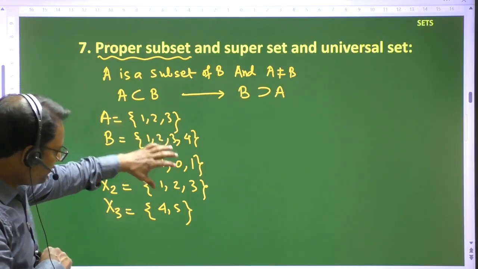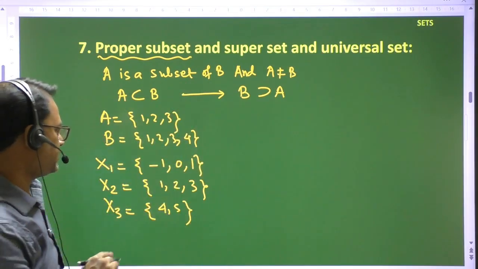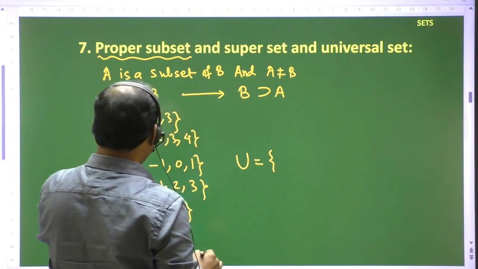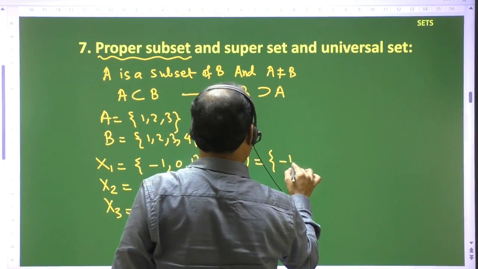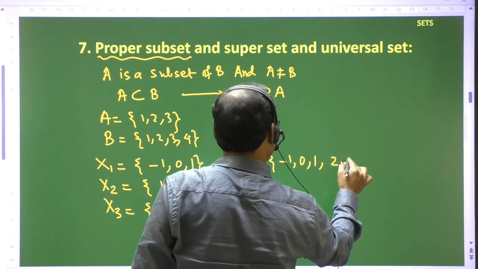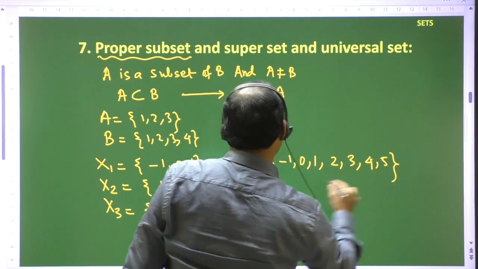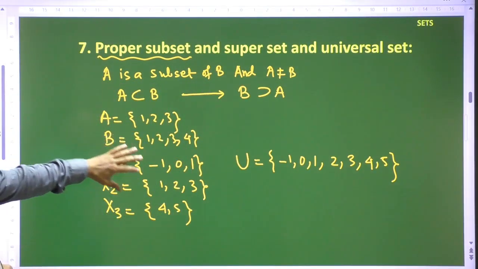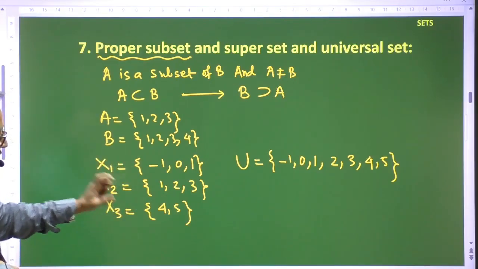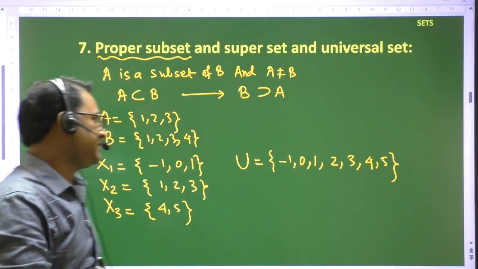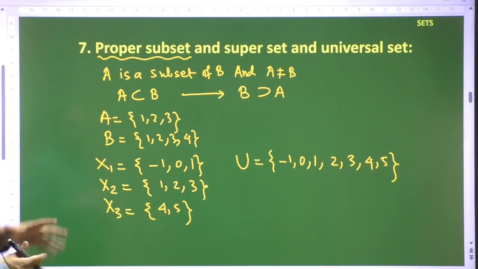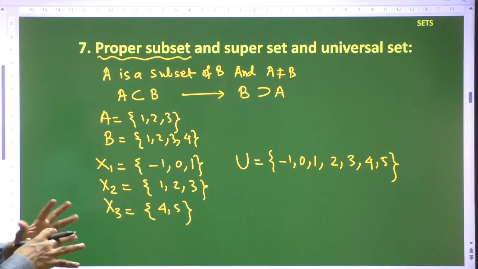So if all the elements of these sets belong to some other set, like a bigger set which contains all the elements of these sets, like -1, 0, 1, 2, 3, 4, 5, this is called the universal set, which contains all the elements of the given sets. So the set which contains all the elements is known as the universal set. For a particular problem, the universal set is fixed, but we can define a universal set in a different way.